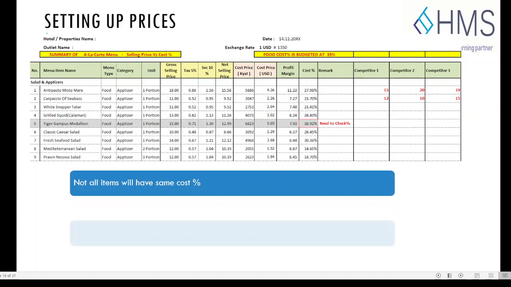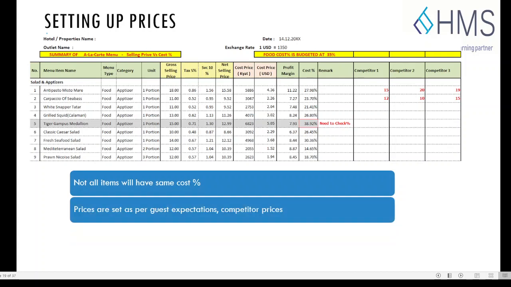Not all items will have the same cost percentage, and the price is set as per the guest expectations and competitor prices, not based on the cost of producing it only. If you see that the competitor is selling a very cheap item and your cost is more than their selling price, then either you have done the costing wrong or you are using the wrong ingredients.